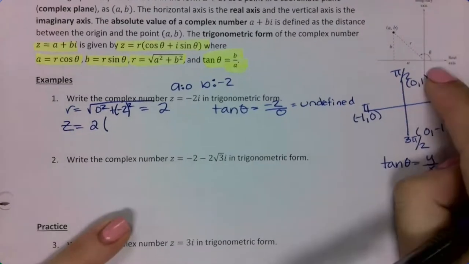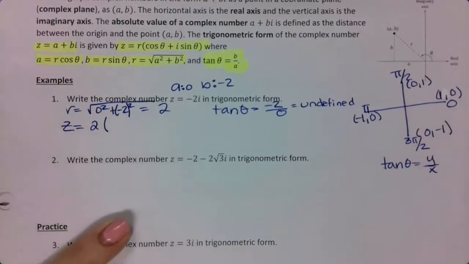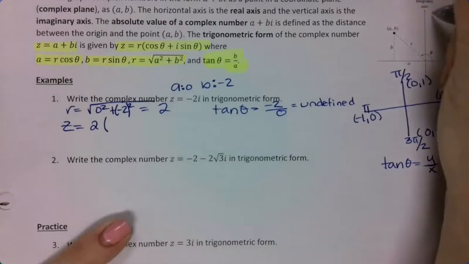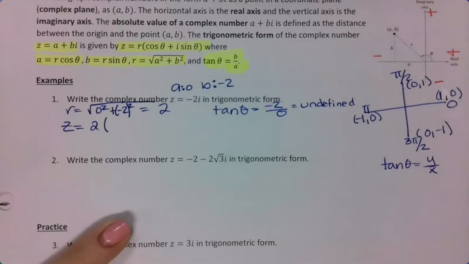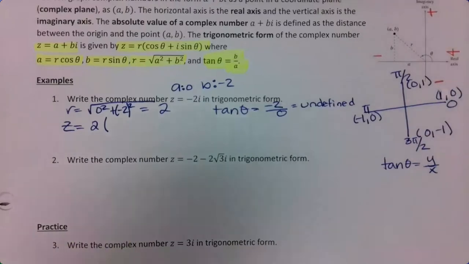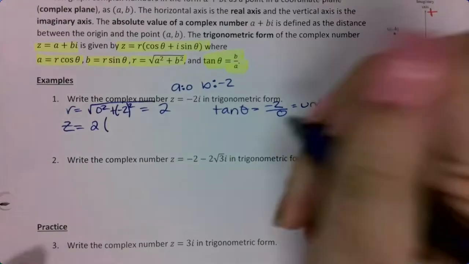So just like on this axis up above, just like a normal axis, the real numbers are positive right here. The imaginary numbers are positive right here. Real numbers are negative here. And imaginary are negative down there. So if I'm looking for a negative 2, which of my two choices, pi halves and 3 pi halves, would give me a negative 2? Three pi halves.